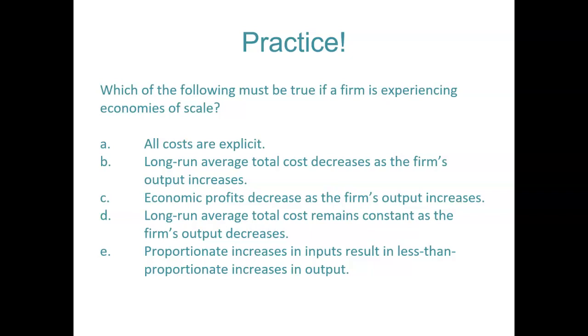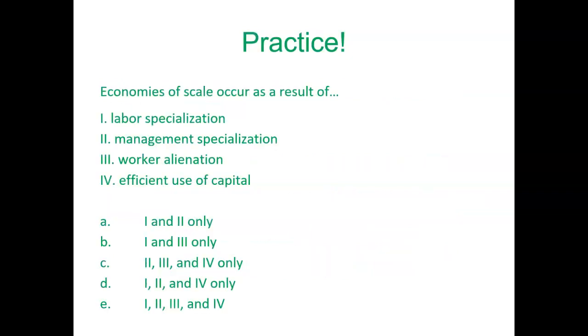Long run average total cost remains constant. That is not the case. That would be constant returns to scale instead of economies of scale. And proportionate increase in inputs results in less than proportionate increases in output. That would be a situation of decreasing returns to scale and diseconomies of scale. The last one, economies of scale occur as a result of labor specialization. Definitely.